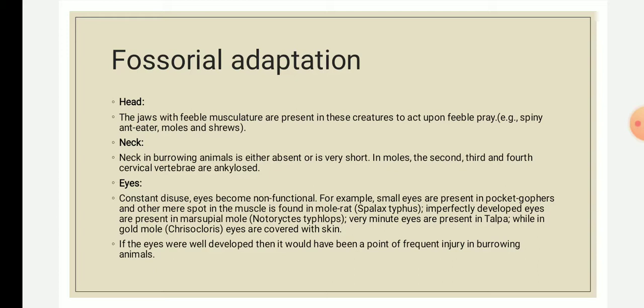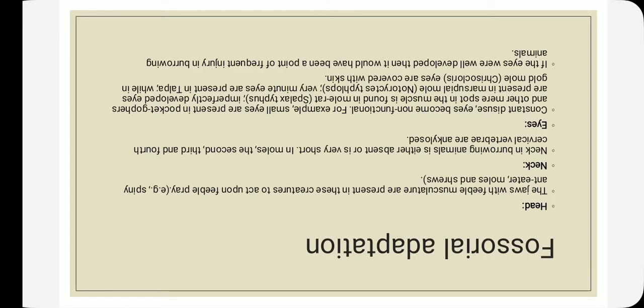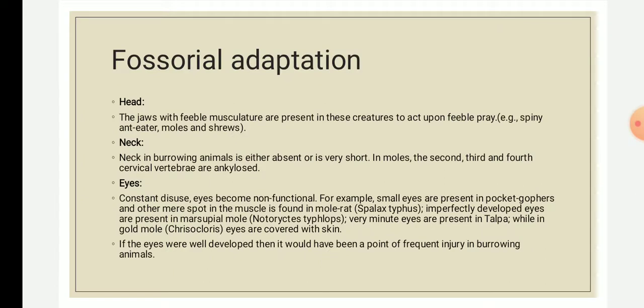So based on this, now we will see the physiological adaptations shown by these organisms. First is the head. The head will be tapering in these animals, which causes the skull to become conical, for example in the spiny anteater, moles and shrews, where jaws with feeble musculature are present and act upon feeble prey.